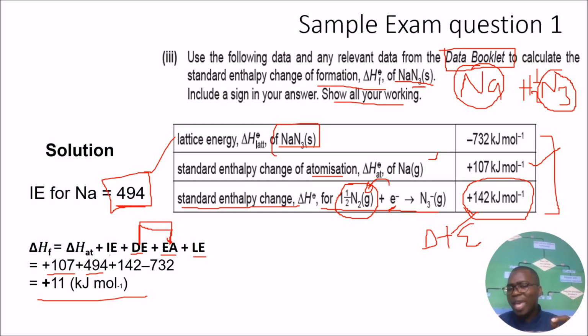You should bear in mind the Born-Haber cycle. The steps of the Born-Haber cycle, they are the ones that are going to guide you, which one you have, which one you don't have, and so on and so forth.